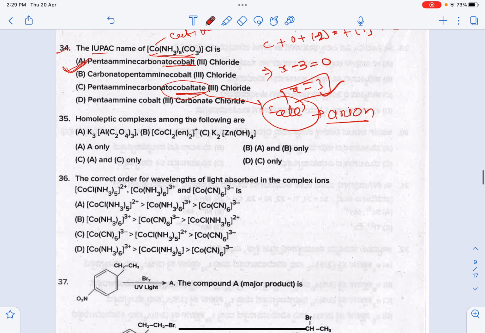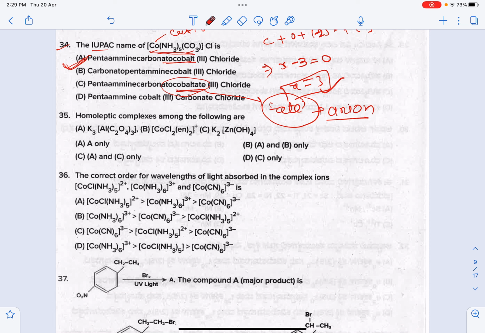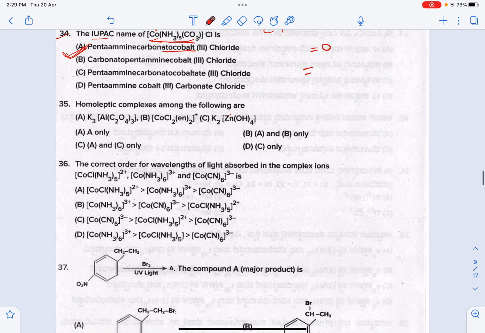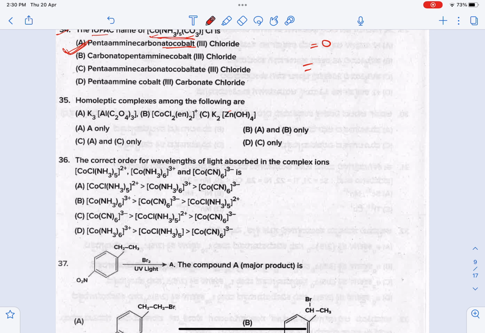Now question number 35. Homoleptic complexes among the following are. Here it is asking about homoleptic complexes. What are homoleptic complexes? These are those complexes which have only the same kind of ligands.